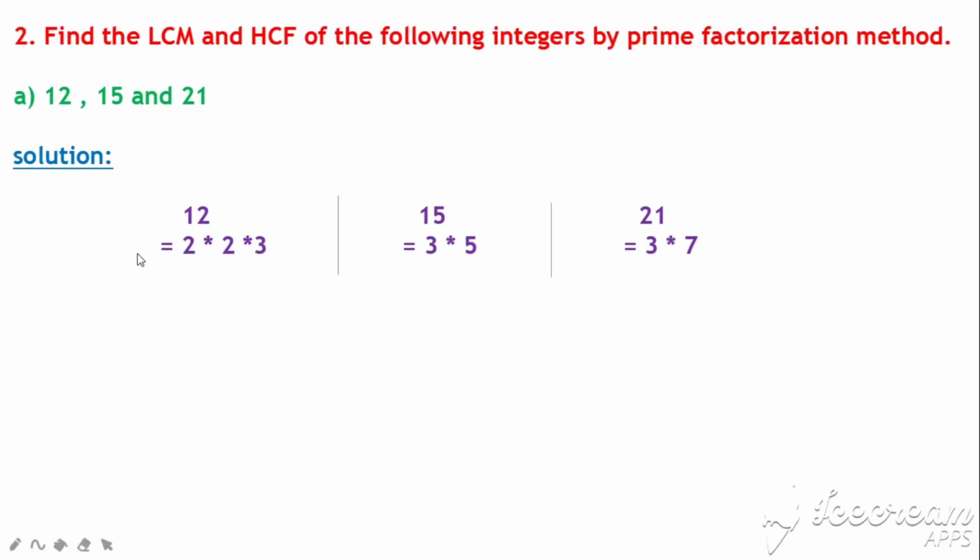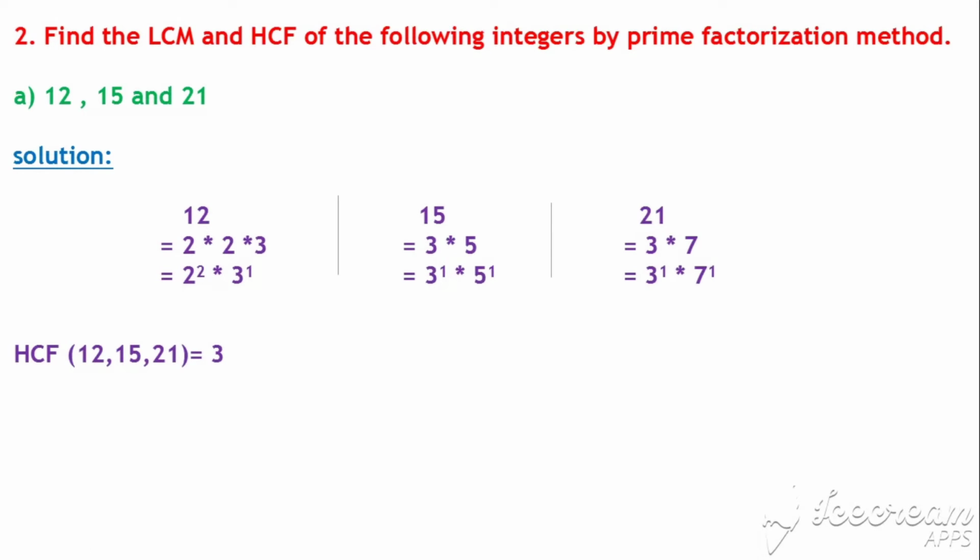Now these can also be written as 2 square into 3 power 1. For 15 it is 3 power 1 into 5 power 1. For 21 it is 3 power 1 into 7 power 1. Now how to find HCF and LCM? Let us look into it now.